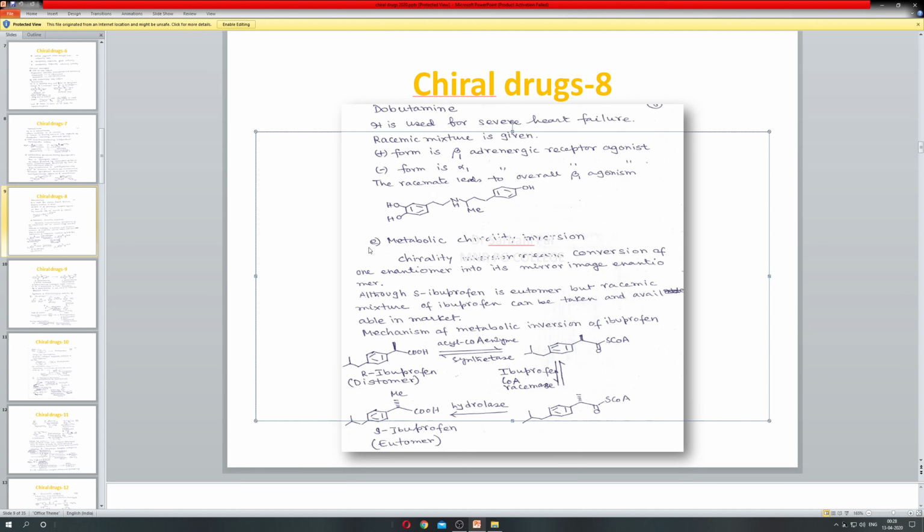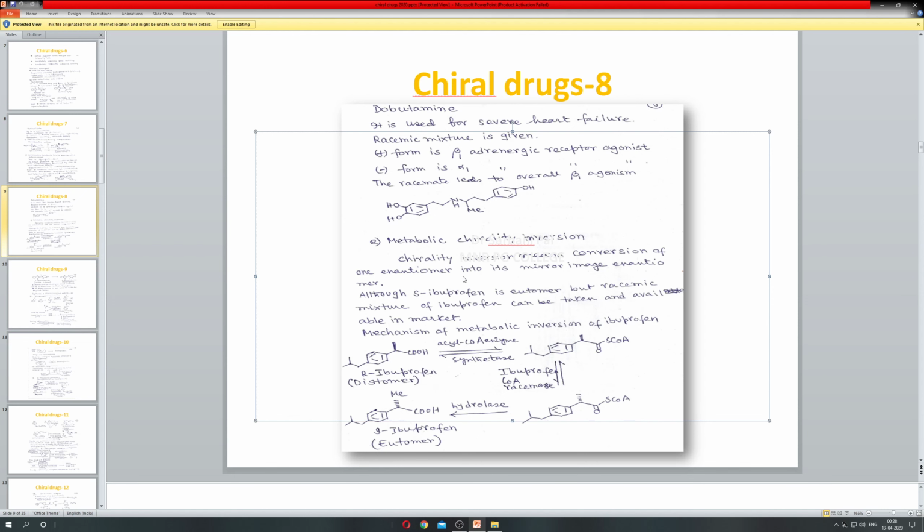Now we will go to the E category. Before that, let us revise the four categories. A category, distomer does not have any side effect. B category, distomer will have toxicity. C category, distomer will have activity against another disease. Both are good, but for different diseases. Number 4 is the synergistic effect. Sometimes the racemic mixture will have a better effect. And the last one is metabolic chiral inversion.